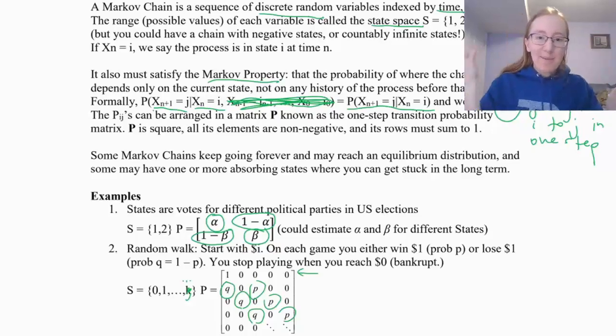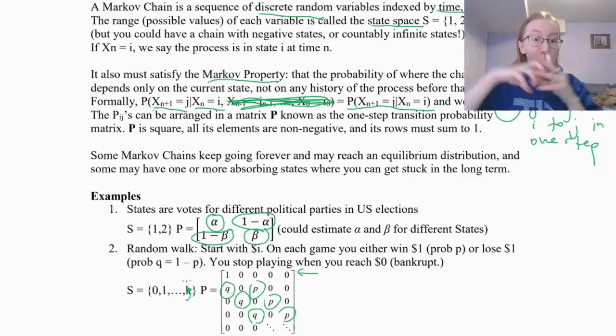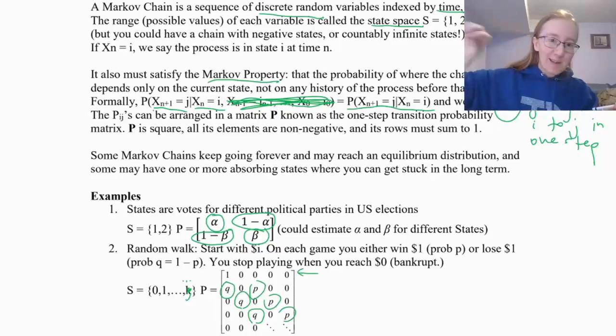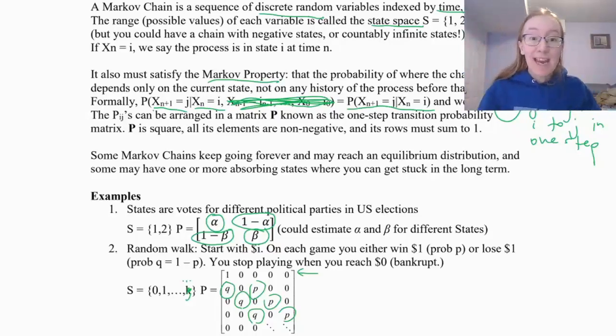Let's say you're a gambler, you start with $I, and then you set yourself a goal: if I ever get to K dollars, I'm going to stop then. In that case, you have two absorbing states. If you get to 0, you're going to stop playing, but if you get to your goal, K dollars, you're going to stop playing as well. So there are different modifications you can make to the random walk.